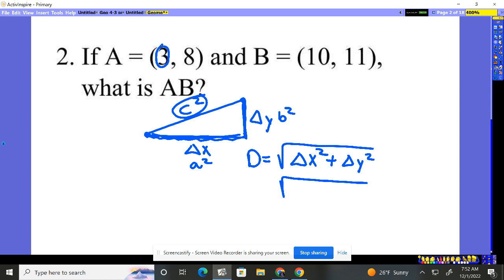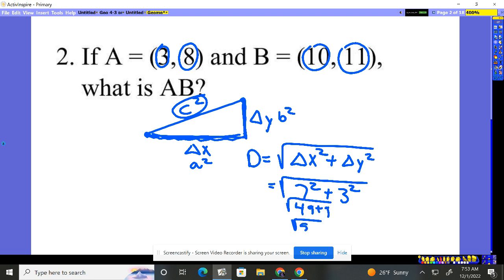So I just have to use the formula. Subtract your x's, the difference between 3 and 10. What's the difference? 7. So subtract, get 7 squared, plus the change in the y's. 8 and 11 is how much? 3. So 3 squared. So it's 49 plus 9. So it's simply going to be the square root of 58.